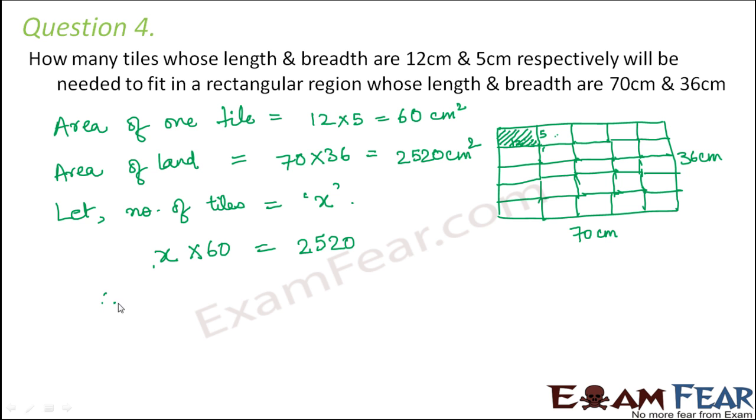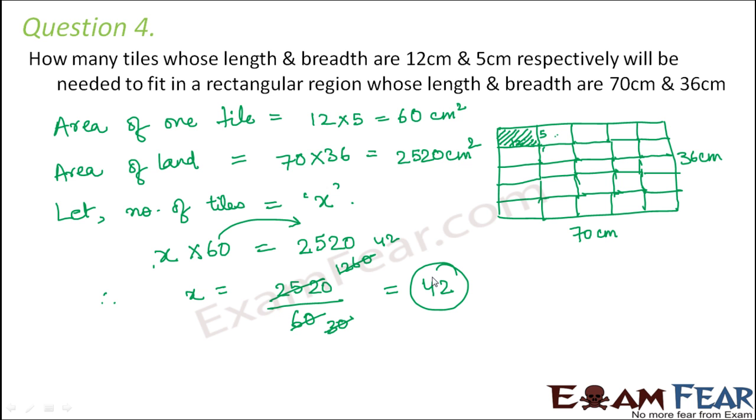From this you can find out X is equal to, the moment you shift 60 to the right hand side, multiplication becomes division. So this becomes 2520 divided by 60. This becomes equal to 252 divided by 6, which is 42. So the value of X is 42. That means 42 tiles of this particular dimension are needed to completely fit into this rectangular region.